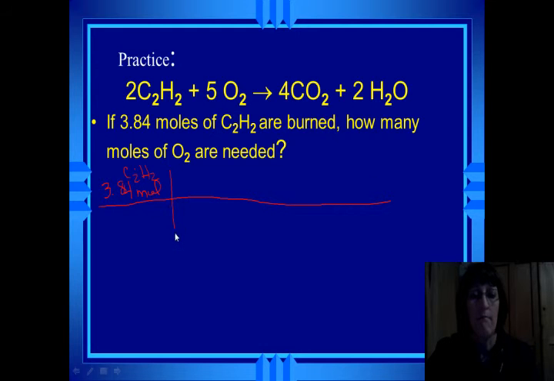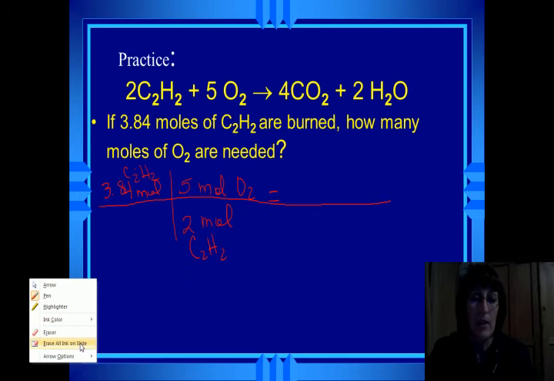Draw my lovely crooked line. Now, I don't need my line that long, so I got a little carried away there. I want to go from moles of C2H2 to moles of oxygen, because that's what they're asking me. Look at the balanced chemical equation, and the balanced equation says I have 2 moles of C2H2, and I want to change to oxygen, and for every 2 moles of C2H2, I've got 5 moles of O2. So 3.84 times 5 divided by 2, pop it into your calculator, and it should be the 9 point something that we saw on there earlier.